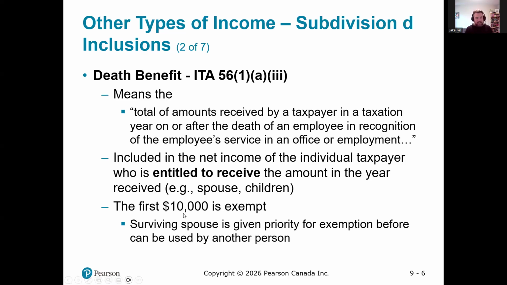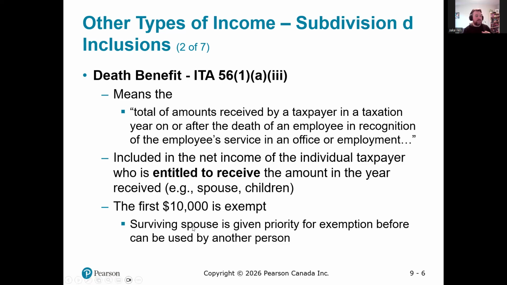The first $10,000 of the amount is exempt. The surviving spouse is given priority for exemption before it can be used by another person. So if the amount gets broken up, say it's $20,000, they give $5,000 to my spouse. If I have three children, the other $5,000 gets divided amongst the three of them. Because each of them has gotten $5,000, the first $5,000 will be given priority to my spouse. So the amount my spouse received will be exempted, and then the rest of the exemption will be spread over the other three.